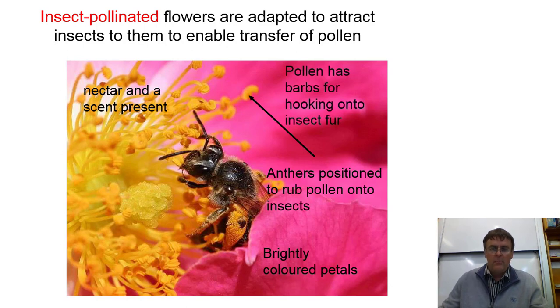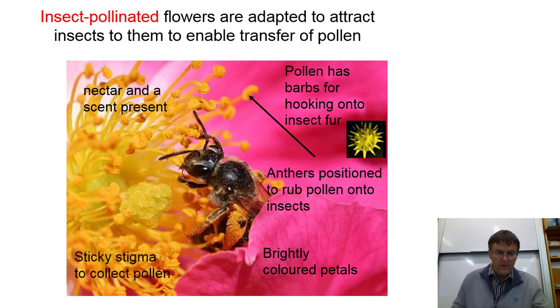The pollen's also got little barbs on it to help it hook on to the hair or the fur, if you like, of the insect. And the stigma is all there really sticky to catch the pollen. Here's the stigma here, and you can see these sort of bulgy parts of it. They're all sticky, ready to grab pollen.